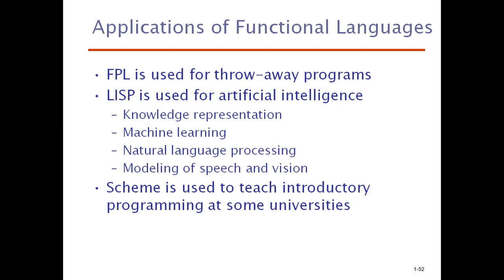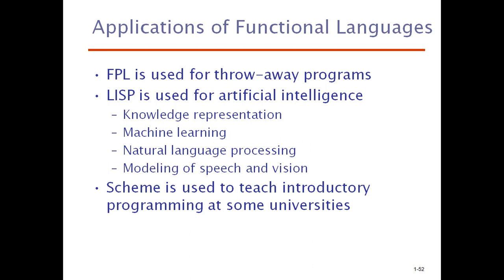Lisp is used for artificial intelligence applications, especially for knowledge representation, machine learning, natural language processing, modeling of speech and vision. For all these four applications, Lisp is very popular. Scheme is a language used to teach introductory programming at some universities. Obviously, we have also chosen Scheme as the syntax is very easy to understand. Coding is also very easy. So that is the reason that in a short period, if you want to know what a functional programming language is, Scheme is a better solution.